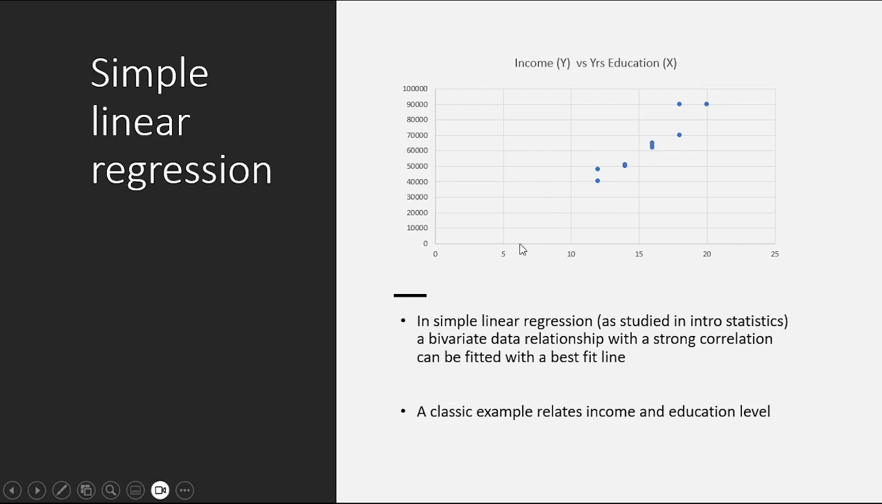So you could do a simple linear regression, a y equals mx plus b best fit line model, where you would get the slope and the intercept from the software. You get a model that you can then use to predict income based on education for novel cases. Okay, so that is the idea of statistical modeling.